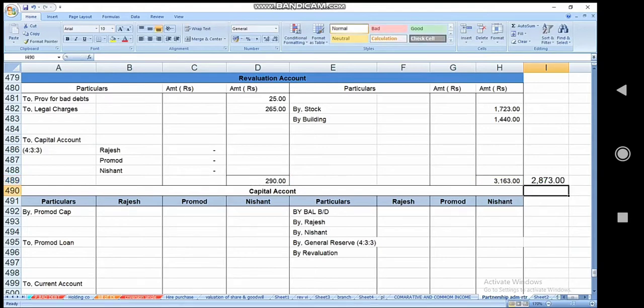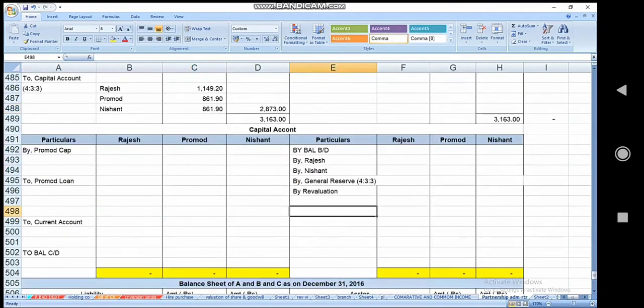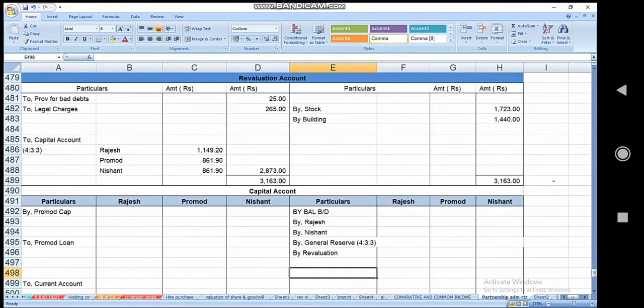The profit will come to 2873. We put around 2873, and it is automatically calculated in the ratio of 4:3:3, because the old ratio is 4:3:3. So the profit will be shared between the old partners in the ratio of 4:3:3.